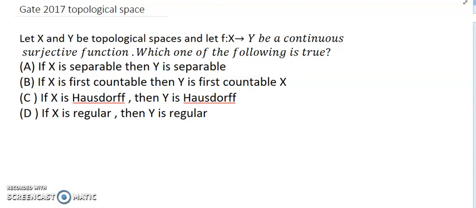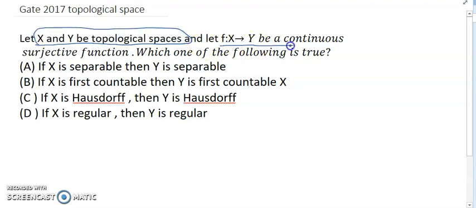Today's discussion is GATE 2017 topological space. Friends, this question is very important. Let X and Y be topological spaces, and let f: X → Y be a continuous surjective function. Which one of the following is true?